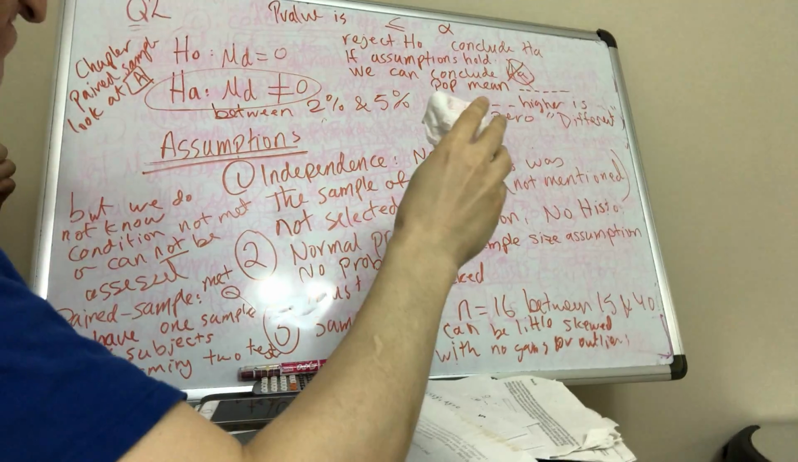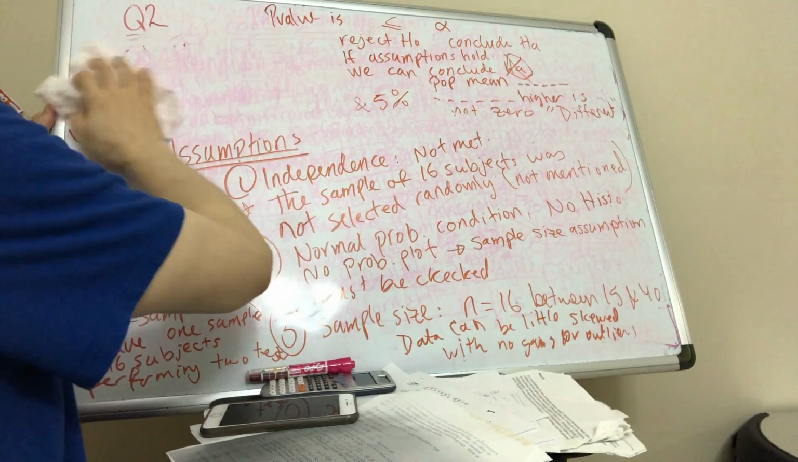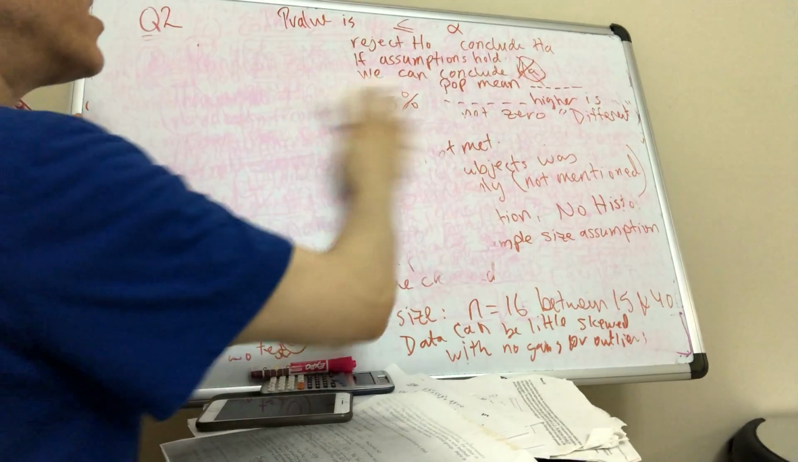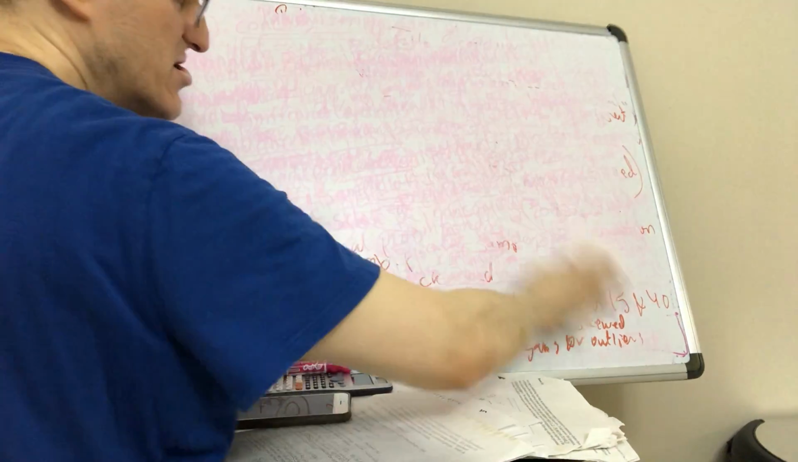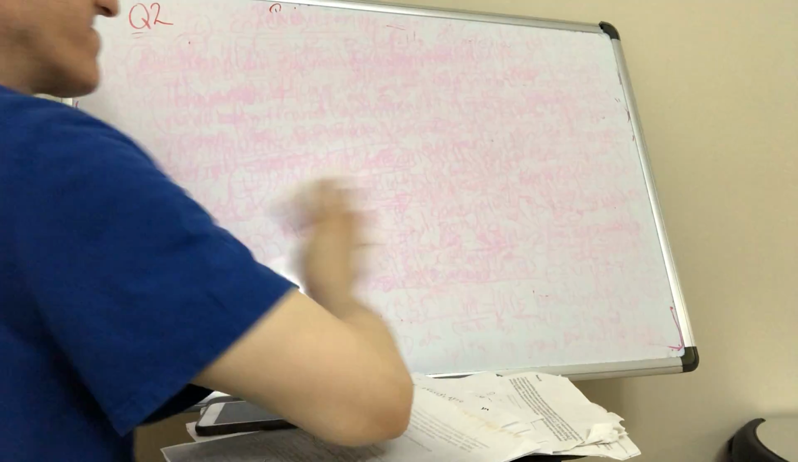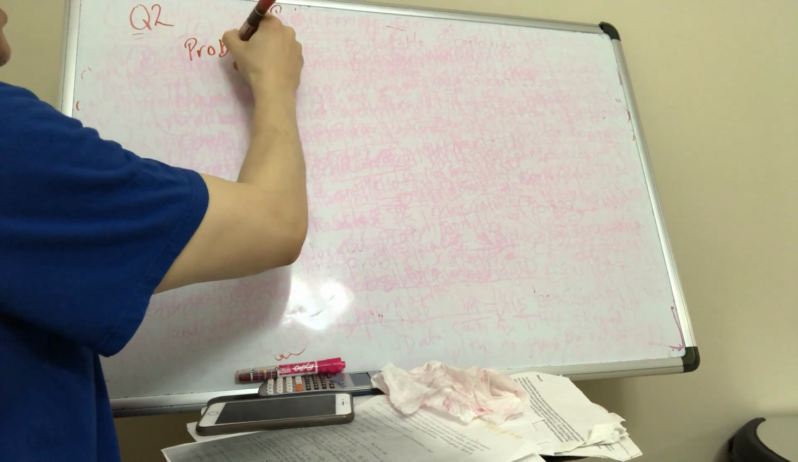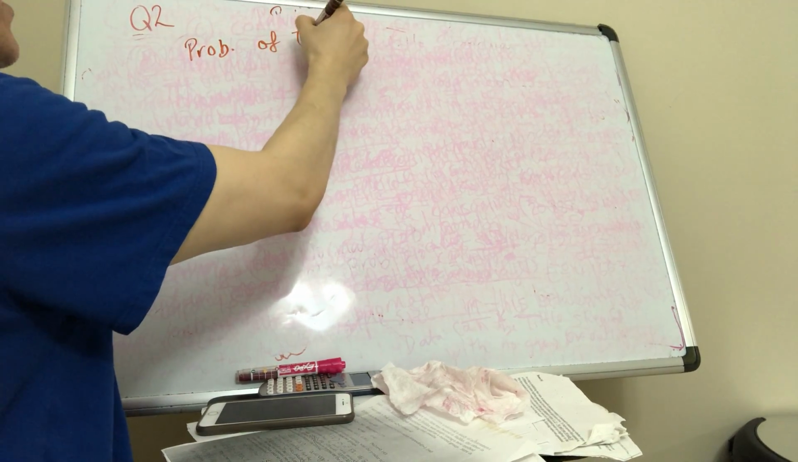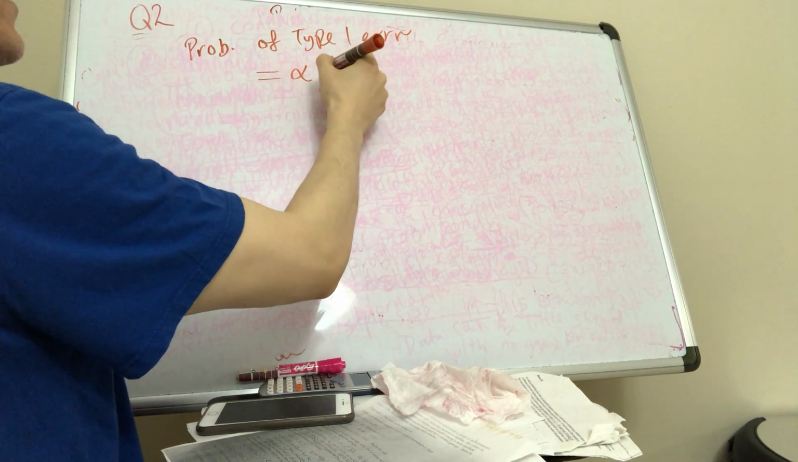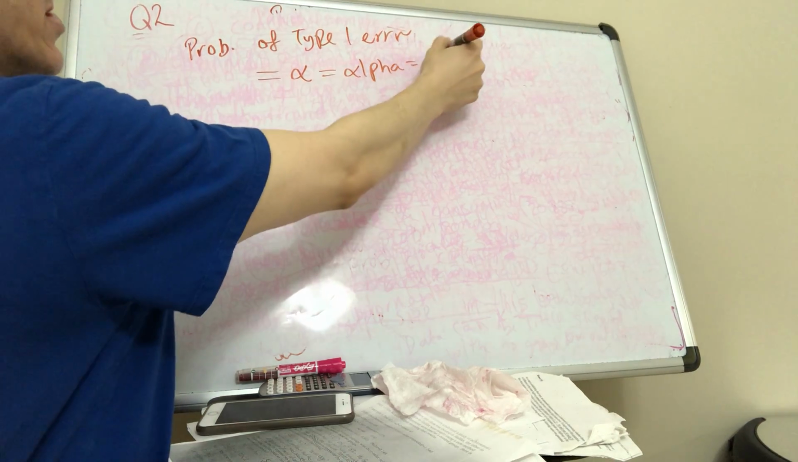This question, there was one part that I didn't cover. I just saw that. It's: what's the probability of a type 1 error? That would equal alpha, whatever alpha is provided in the question, and it's 5%.